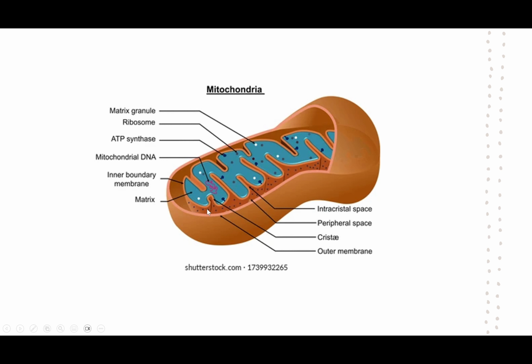For the main process of the electron transport chain, it occurs on the inner membrane of the mitochondria. So can anybody just let me know why the cristae are shaped like that? The cristae being folded, what is that primarily for? Go ahead.